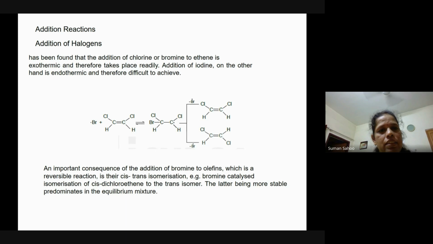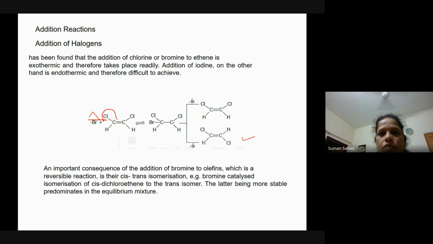In case of addition reaction, suppose we have a bromine radical, so the trans bromine goes and gives this one, again bromine would be removed to give you this product. Addition of chlorine or bromine to ethene is highly exothermic, so this takes place readily, but addition of iodine is endothermic, so that is difficult to achieve.